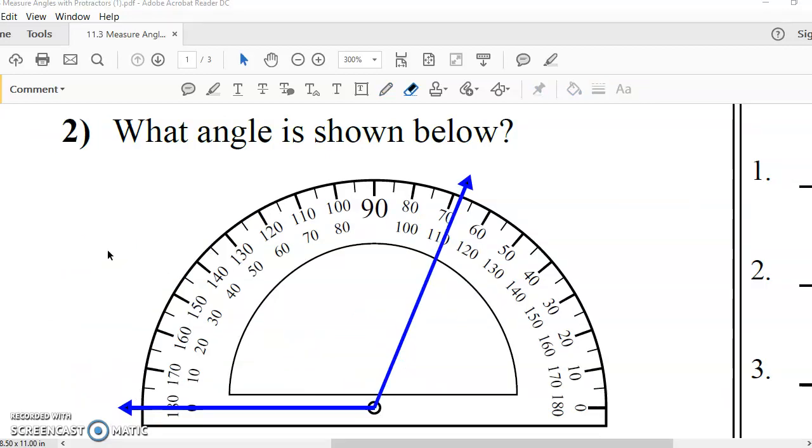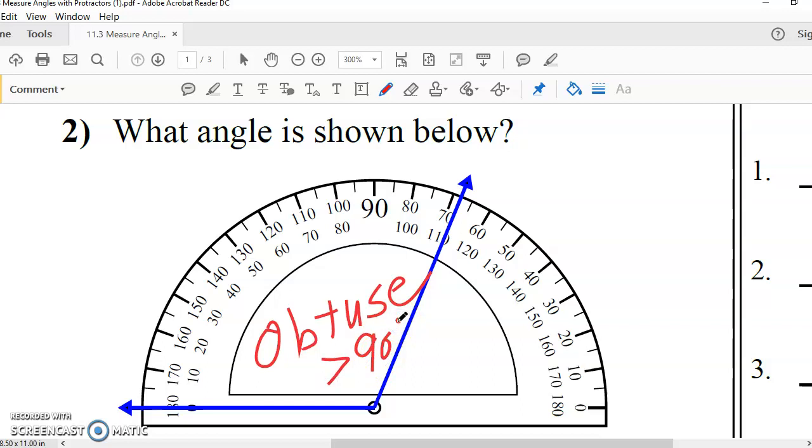Okay, so now we're ready for number two, hopefully. If you look at number two, it's definitely different from number one. In number one, we did have a left-facing angle, but it was acute. Now, if I look at this angle, I can see that it is a nice wide open angle, and we call those obtuse. So we know that an obtuse angle is going to be greater than 90 degrees, but less than 180 degrees. Now I need to look at where my angle starts.